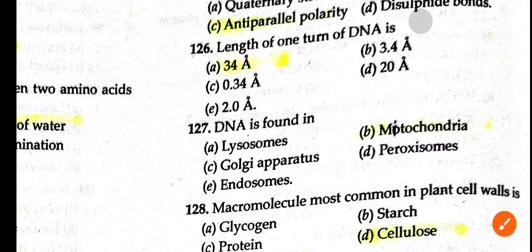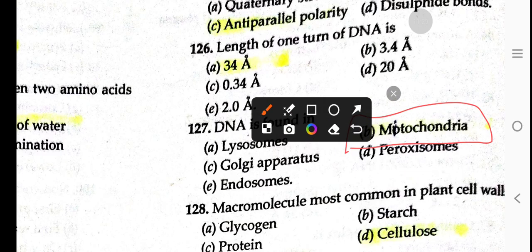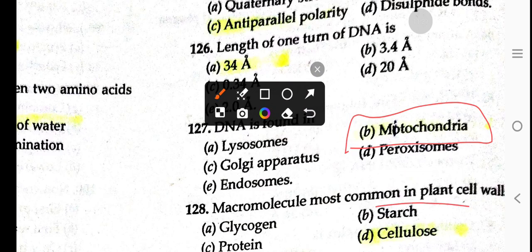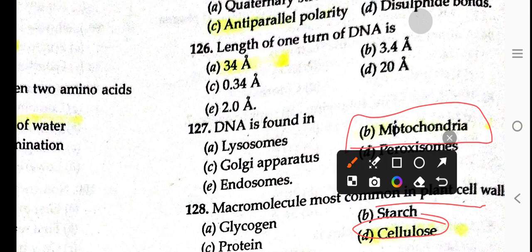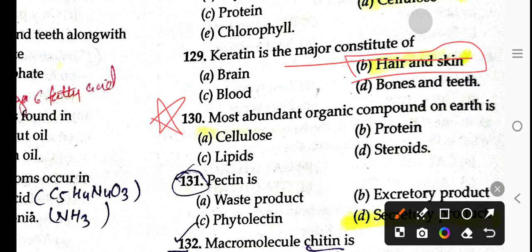Next, DNA is found in mitochondria and chloroplast, both of which are semi-autonomous organelles and have their own DNA. Next, the macromolecule most common in plant cell wall is cellulose. Keratin is a major constituent of hair and skin. Keratin is found in our hair, skin and nails. The most abundant organic compound on earth is cellulose.